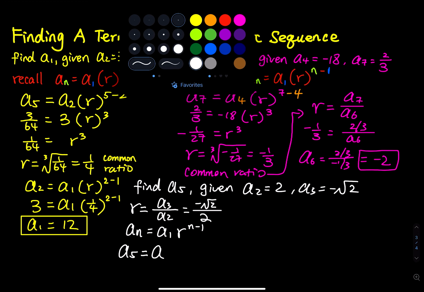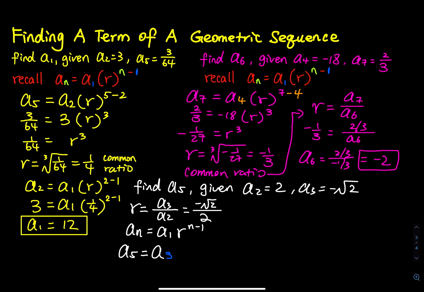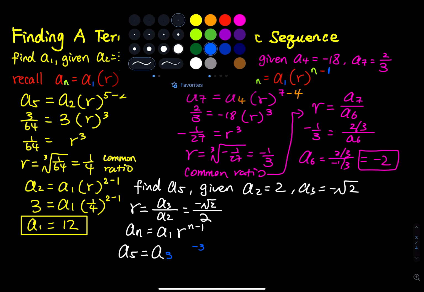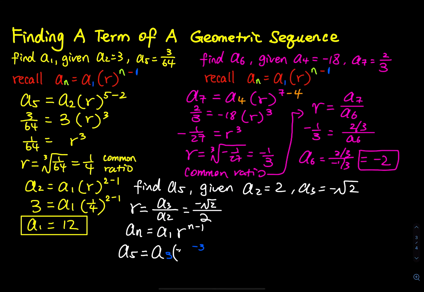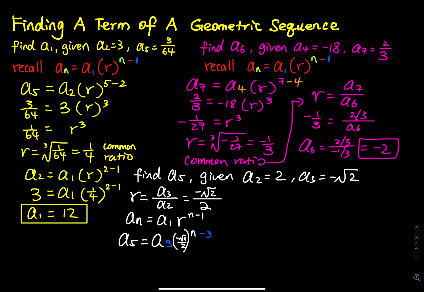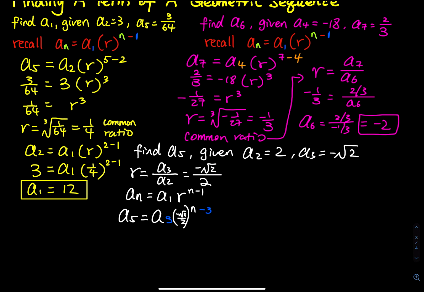I'm going to color code this for you. So this is a3, and then you have r to the n minus 3. The common ratio is -√2 divided by 2, and then n minus 3. I'm going to move this a little bit so I have space to write my n minus 3. All right. Plug in everything we know. So what is a5? We don't know what a5 is. a3 is -√2, and then the fraction -√2 over 2, to the n minus 3. So that is going to be a 5 minus 3.